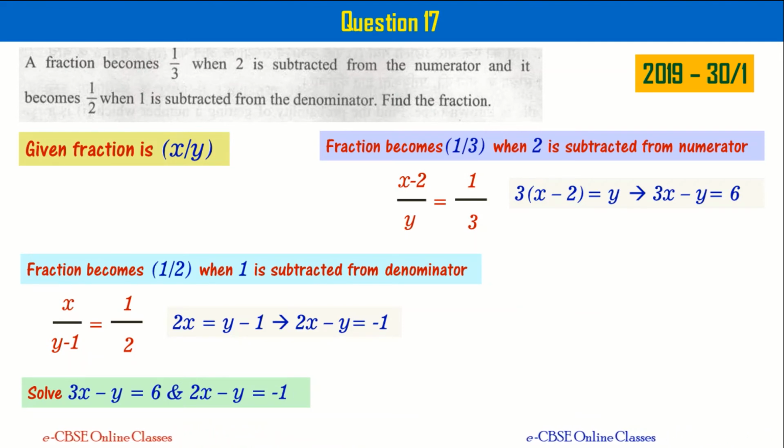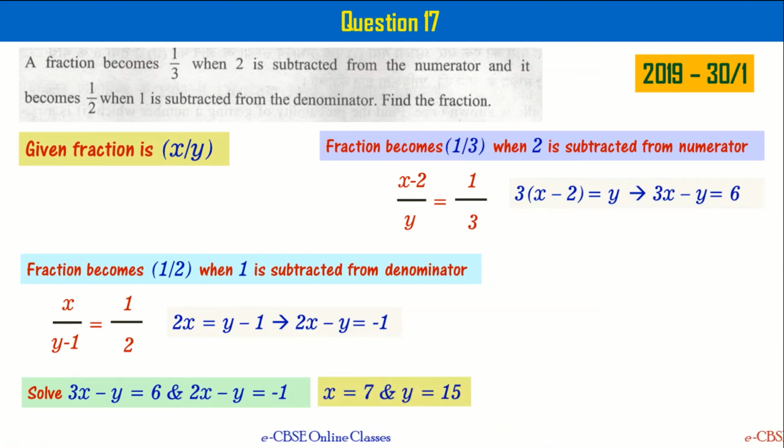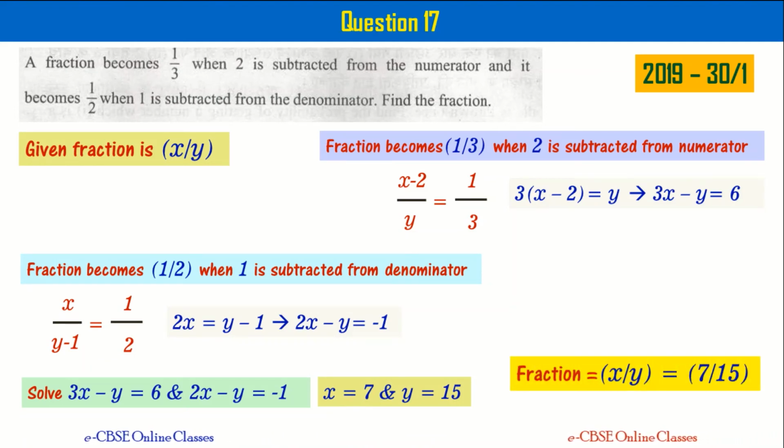You solve using the elimination method or simply the substitution method, such that you will get x equal to 7 and y equal to 15 as the answer. It means the fraction we'll be looking for is going to be x by y, that is equal to 7 by 15.